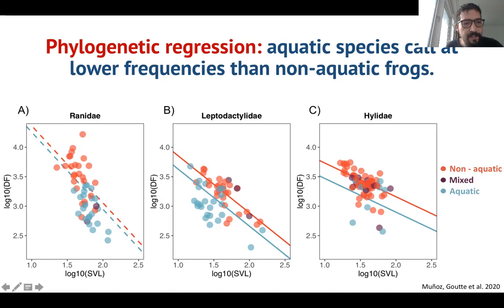The difference is not significant in Ranidae. It's a single intercept model, but it's significantly different for Leptodactylidae and Hylidae. So what we show here is that effectively aquatic species call at lower frequencies than non-aquatic frogs.